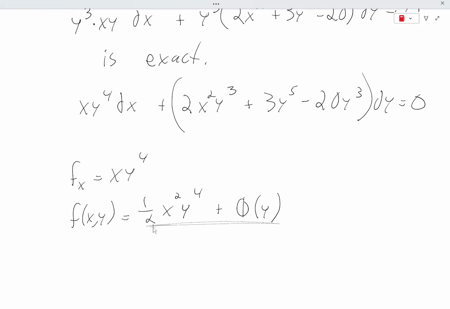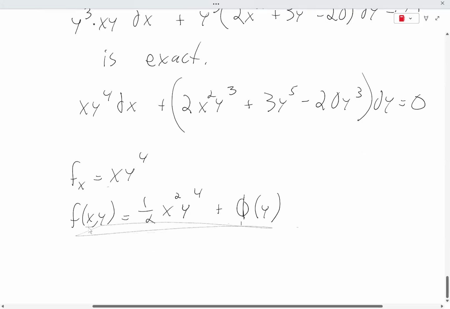Because if I take the derivative with respect to x partially, I can still get this up here, because this would drop off. Okay. Now I take the partial of this with respect to y. So f sub y is equal to, that would be what, 1/2 x squared? Yeah, okay, go with that. 2x squared y to the third. Does that seem right, with respect to y? Yeah, okay. Plus, and this is phi prime of y over here.